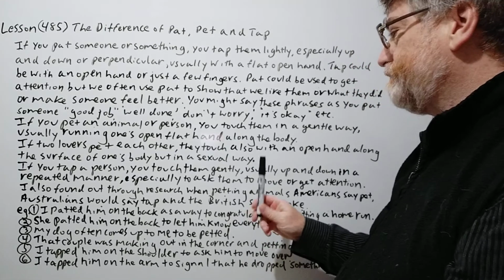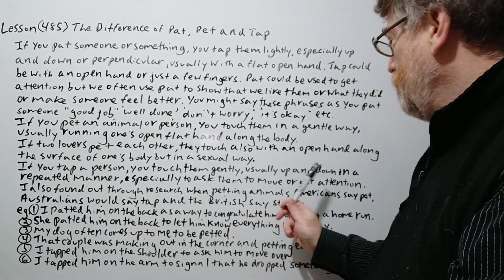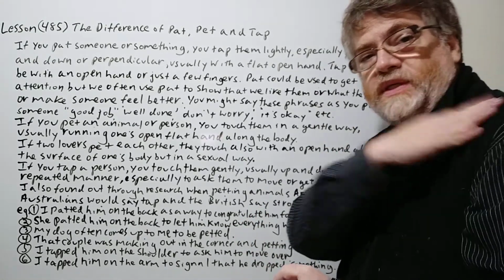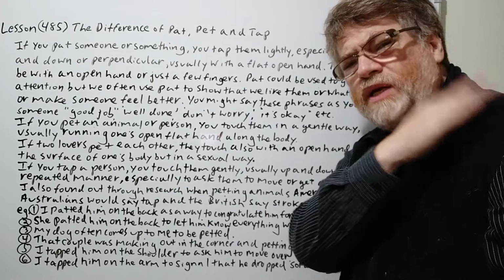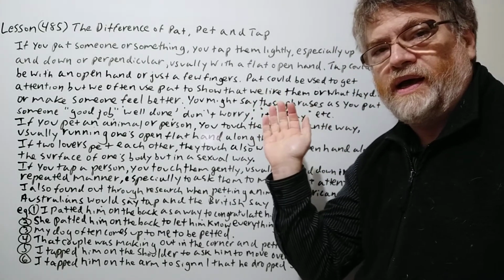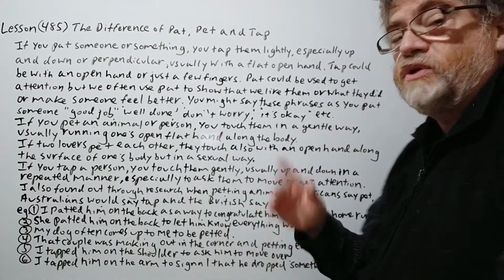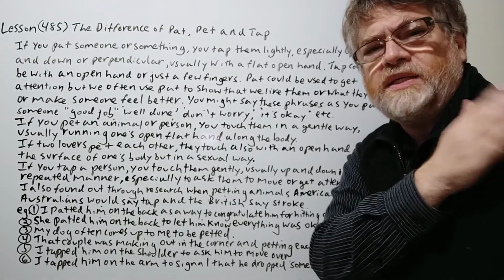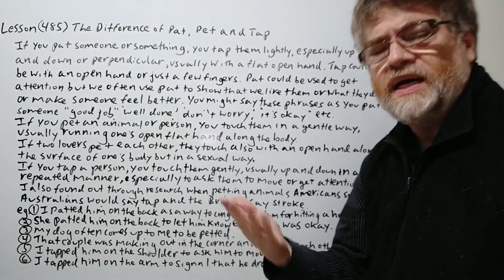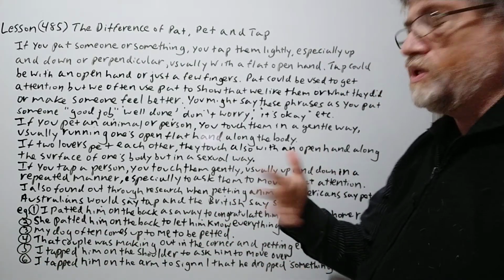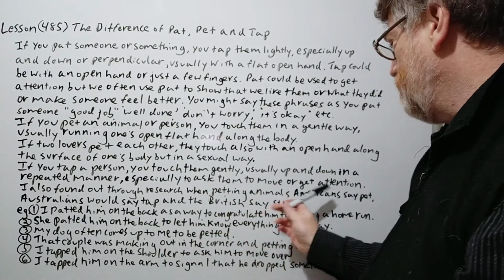All right, let's continue. If you tap a person, you touch them gently also. You usually go up and down. So again, like we said before, tap is more like that. It's up and down in a repeated manner. So it's usually a little faster than pat, tapping. Especially to ask them to move, like, excuse me, to get somebody's attention. Excuse me, can you move over, make some room, space, something like that. Or just simply to get their attention about something.